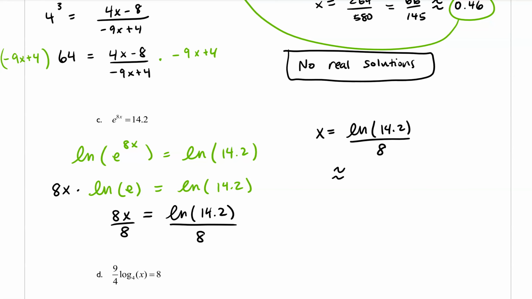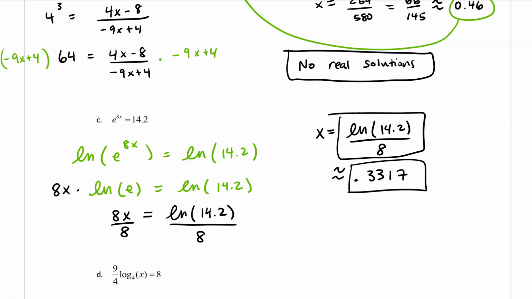So I threw that into my calculator and I got that that was approximately 0.3317. So depending on how many decimals it might ask for, either of these might suffice. Okay.